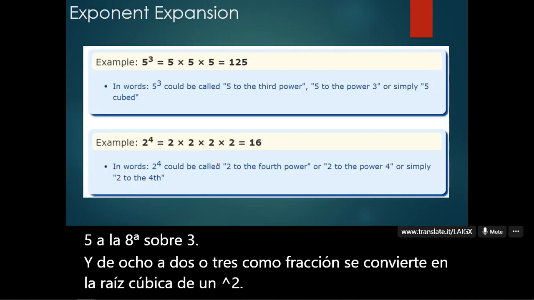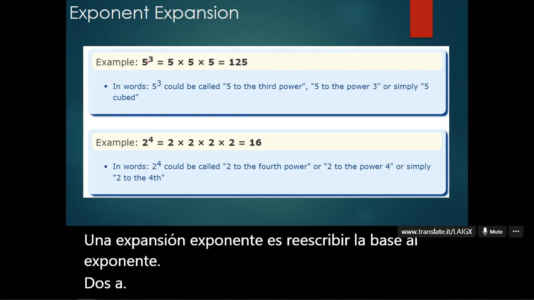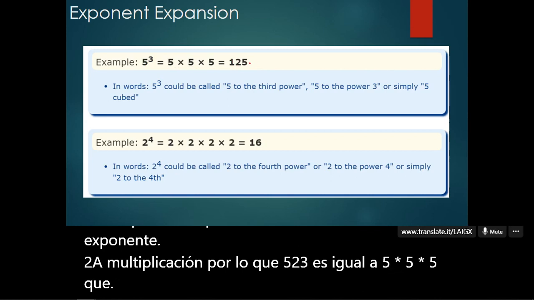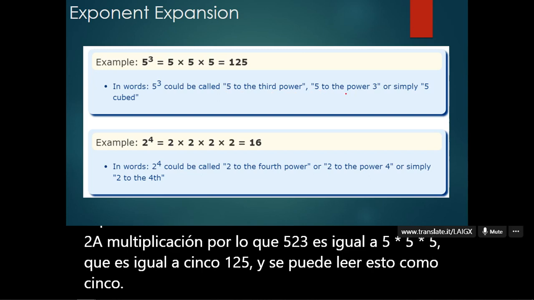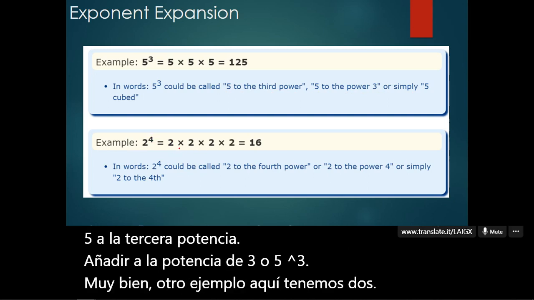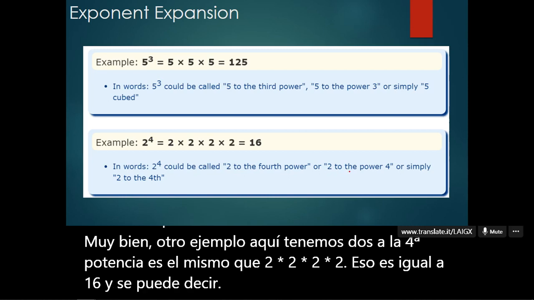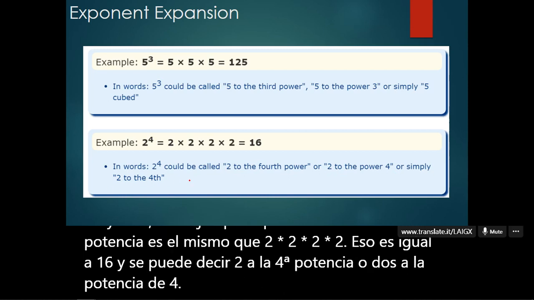An exponent expansion is rewriting the base to the exponent to a multiplication. So 5 to the 3 is equal to 5 times 5 times 5, which is equal to 125. And you can read this as 5 to the 3rd power, 5 to the power of 3, or 5 cubed. All right, another example here, we have 2 to the 4th power is the same as 2 times 2 times 2 times 2. That's equal to 16. And you can say 2 to the 4th power, or 2 to the power of 4, or simply 2 to the 4th.